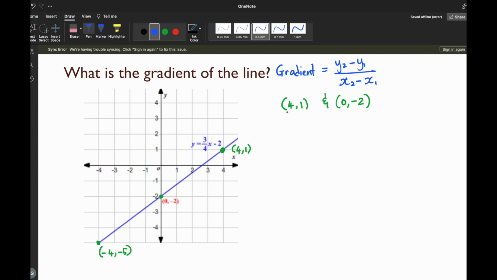So this 4 represents x, so I'll call this x1. And this one here is y, y1. So what do you think I'm going to call these ones? x2 and y2. Lovely. Now before I even try to use this formula, I just want to back check to make sure I did it correctly. So this is x, so that means x is 4, then we go to y, which is 1. For 0, -2, x is 0 and y is -2. Good. Now I'm going to use the formula.